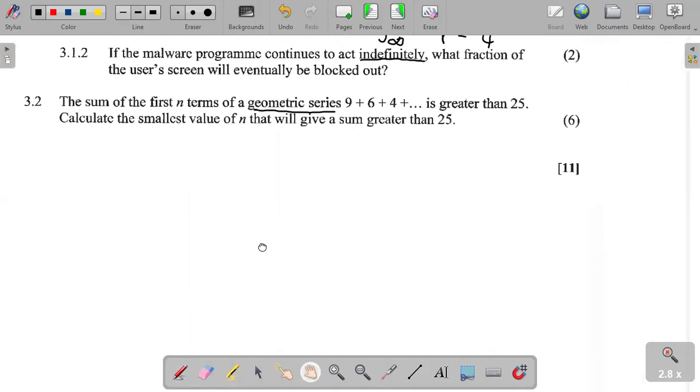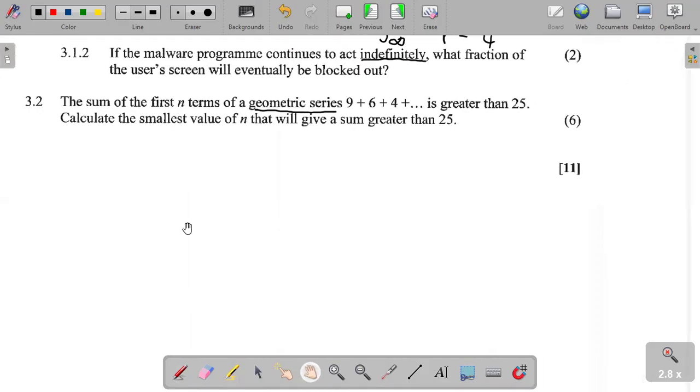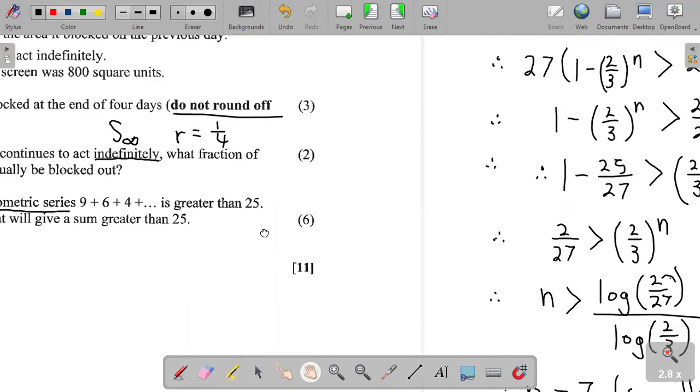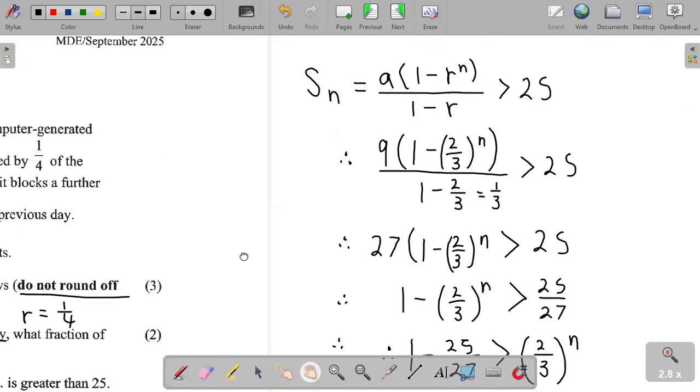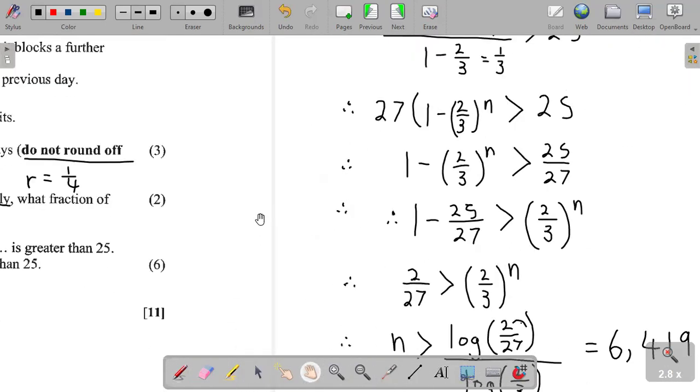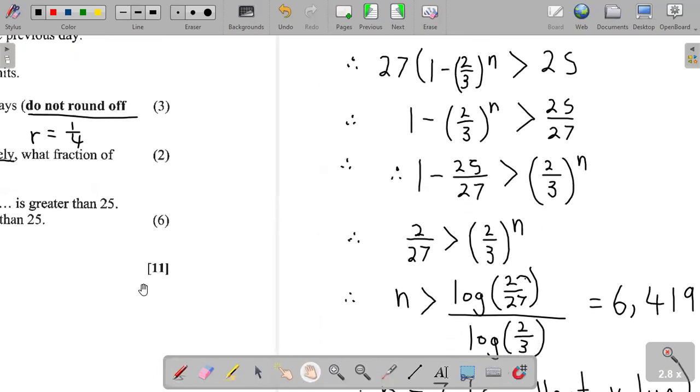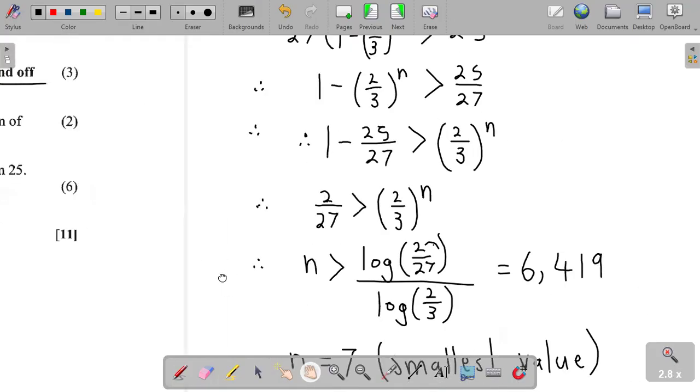So yes, that's okay. That's the end of question 3. Question 3 was 11 marks.